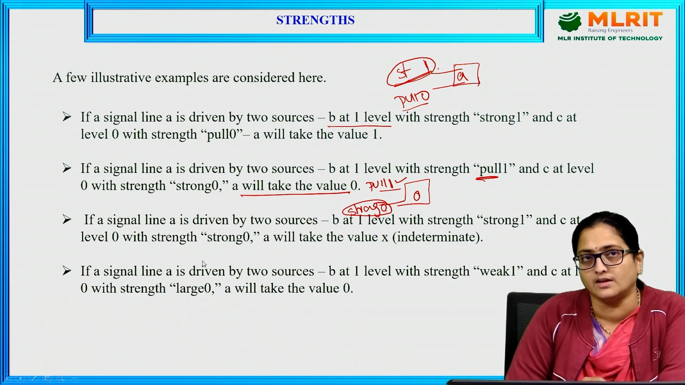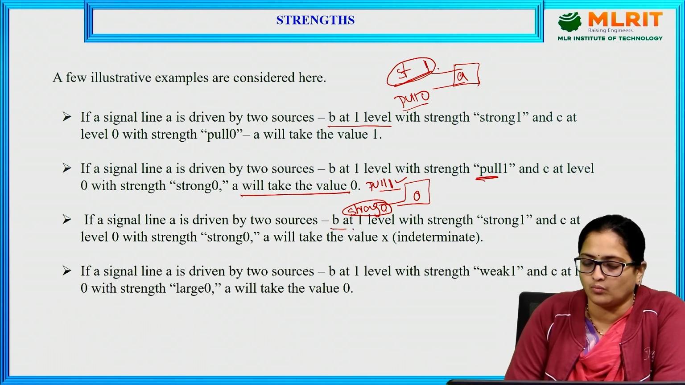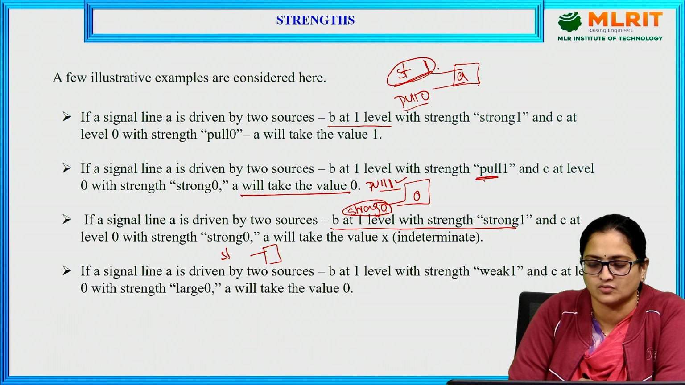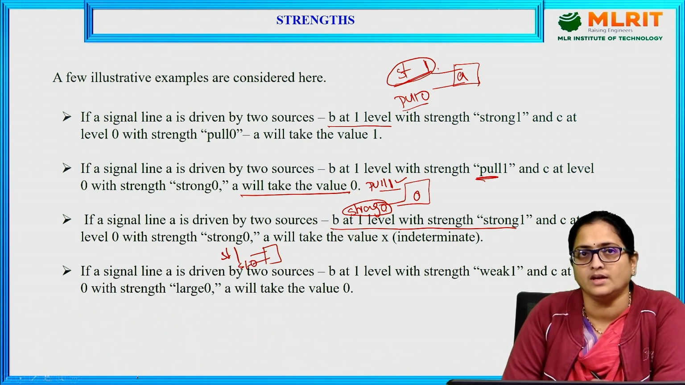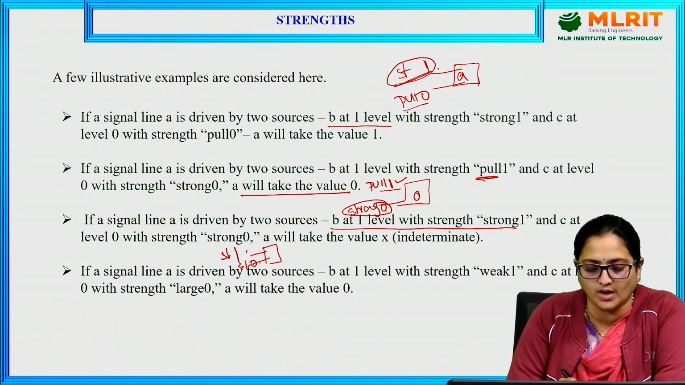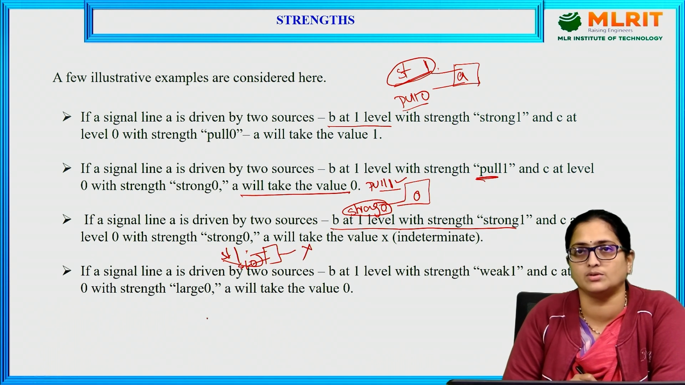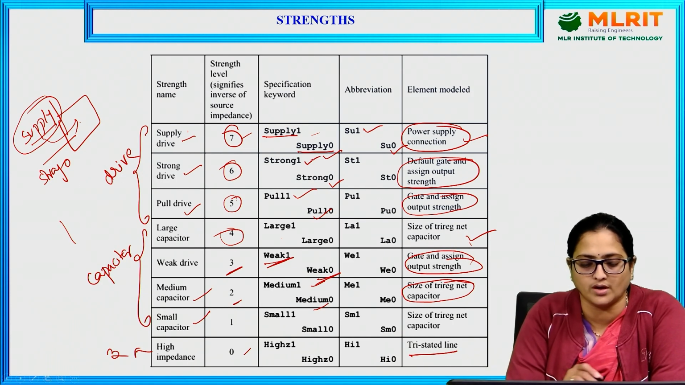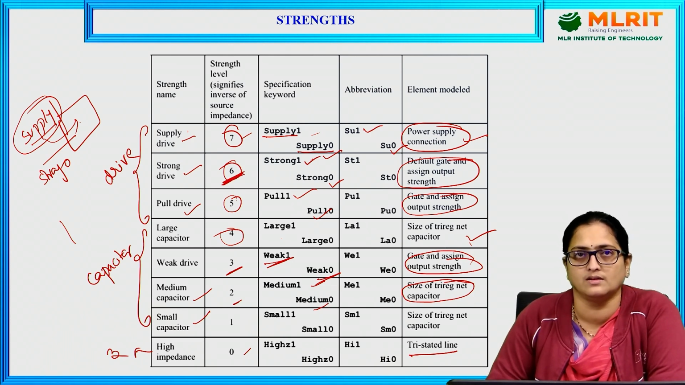Next, similarly, if a signal line is driven by two sources, B with the strong 1 and C with the strong 0. Here the strong 0 and strong 1 are given the same strengths. So it results in an indeterminate state, because strong 0 and strong 1 represent the same strength levels.